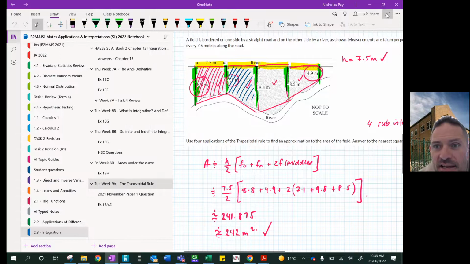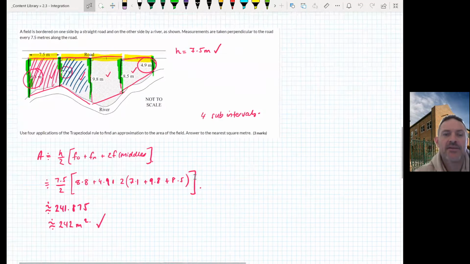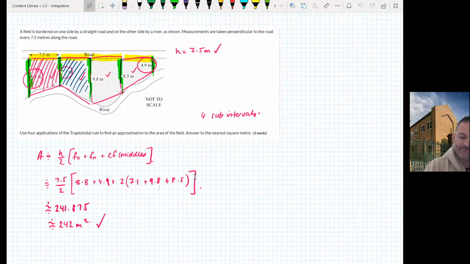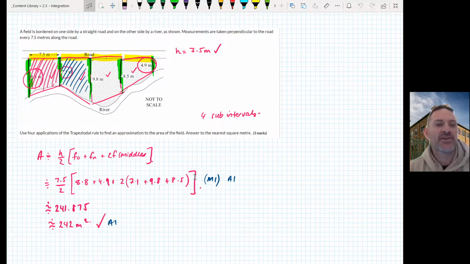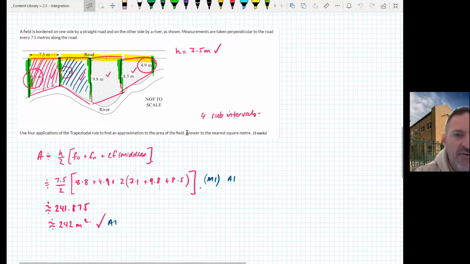That's our first question, really, for the trapezoidal rule. Okay. Now, of course, with that, we'd be looking probably for an M1 for an application of the trapezoidal rule. I'd probably give you an A1 for a correct substitution and A1 for the correct answer. Job done.